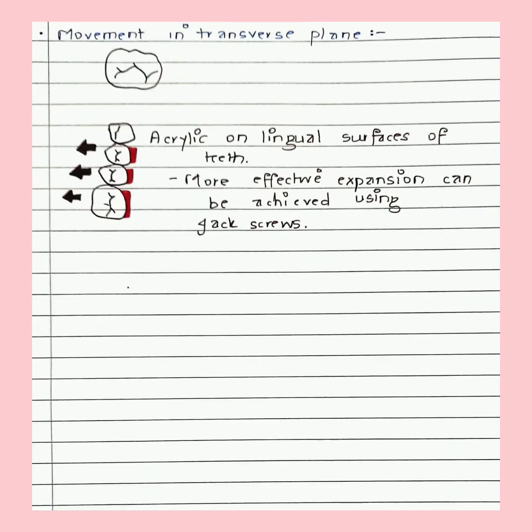To bring about movement in the transverse plane, the acrylic will be loaded on the lingual surfaces of the teeth. With this we can achieve expansion, but the movement achieved by trimming of the activator is to a limited extent, and we need a combination of therapies to correct any malocclusion. So that was all about trimming of the activator. You just need to be well aware of the names of the modifications of the activator. Just enumerate the names.